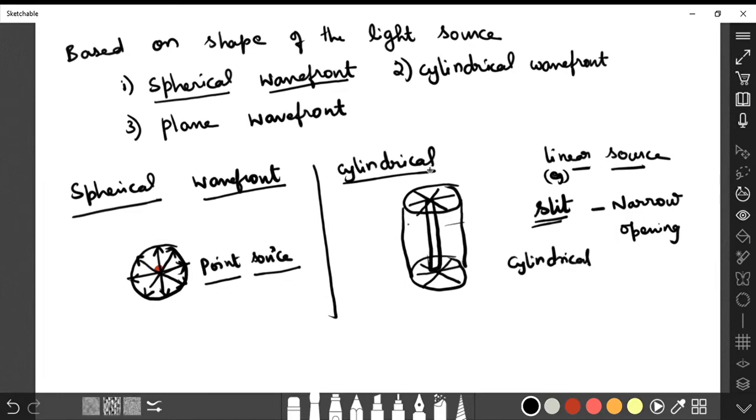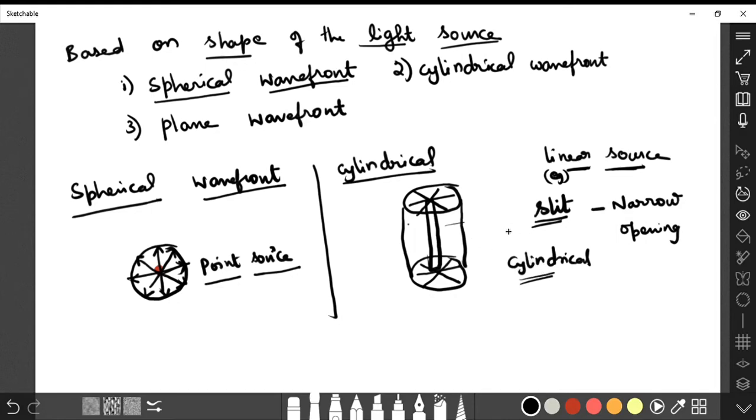So very easily you can understand that based on the shape of the light source we get different wavefronts. If the light source is a point source, we get the spherical wavefront, with points at equal distance from the point source. The next one is cylindrical, which is produced by the linear source, for example a slit, which is nothing but a narrow opening. All the points at equal distance from the linear source lie on the surface of the cylinder, and that's how the cylindrical wavefront is produced.